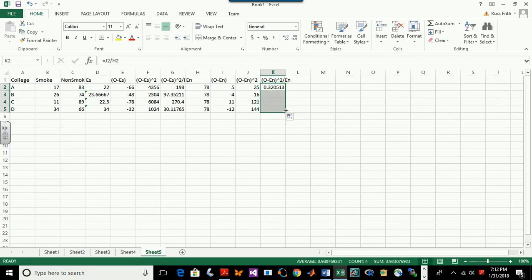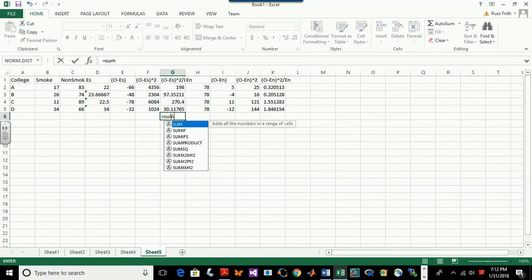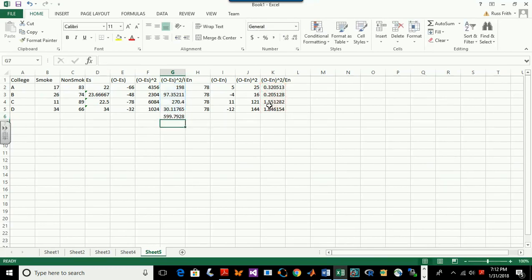Okay, so now we need to sum what? These numbers. We'll sum, okay, and we need to sum these numbers. That'll give us our test statistic, which is 599. Almost 600, right? So our test statistic is almost 600.